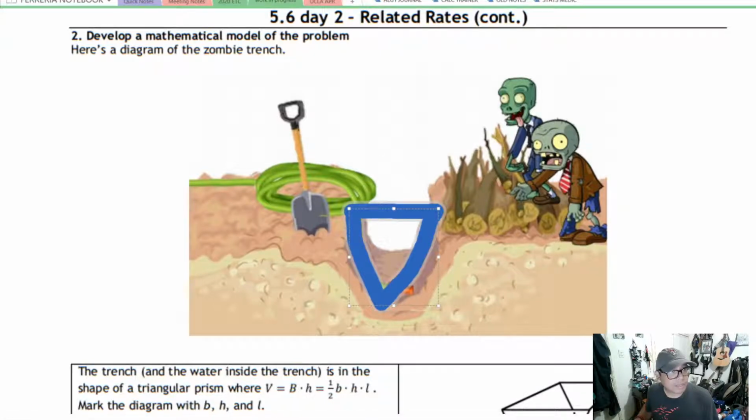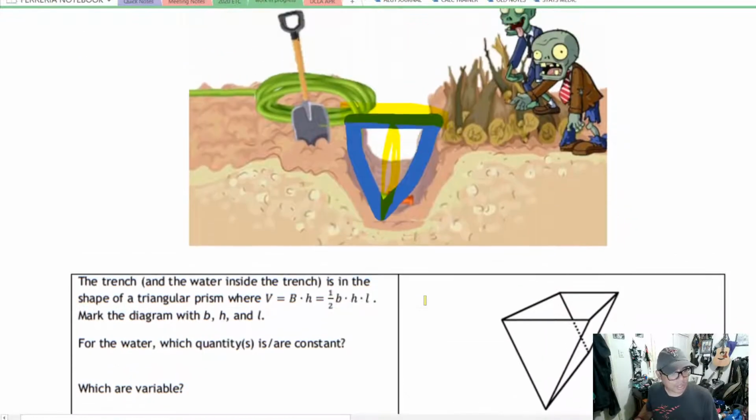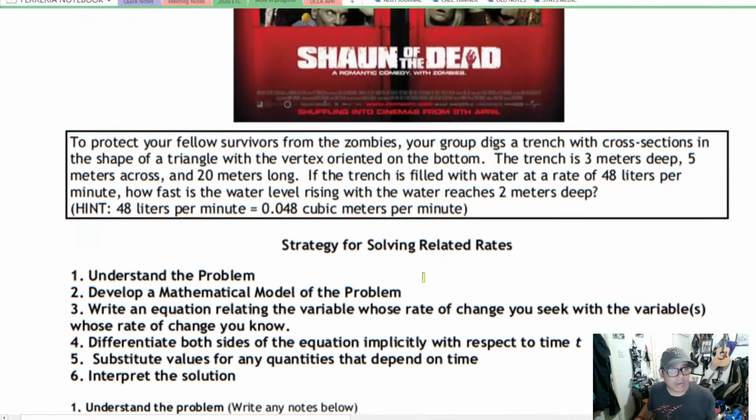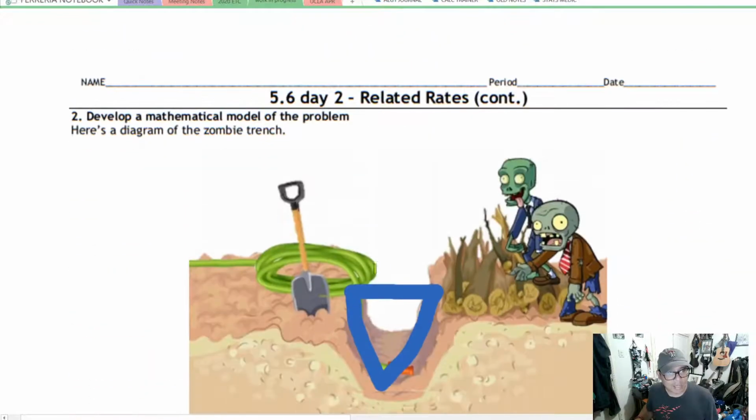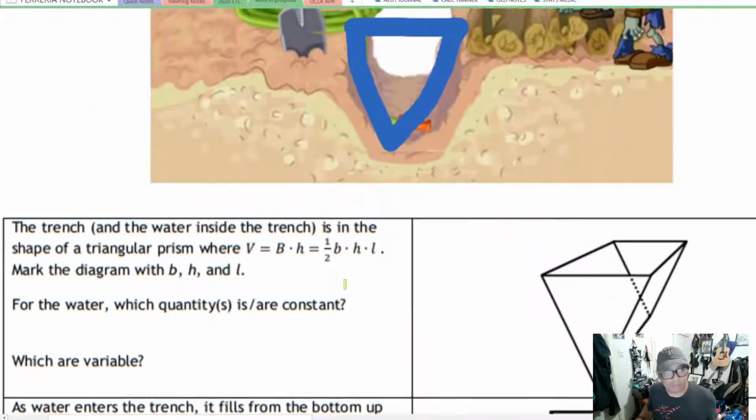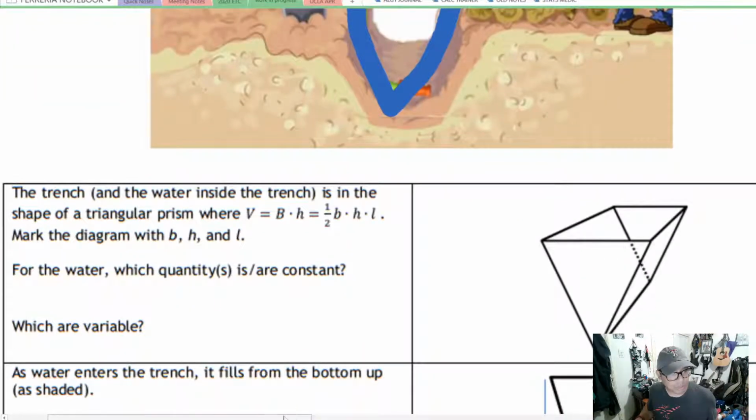And then they did give us some dimensions here. So this across, I believe that was 5 meters. And this was 3 meters, I think. I'm probably wrong. Let's go check. How far across? 3 meters deep, 5 meters across. So I got that exactly backwards. This is 5 meters across this way. This is 3 meters straight up and down. So that tells us a lot about the triangle already.